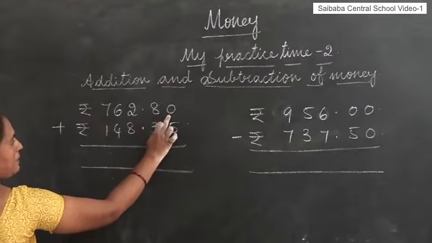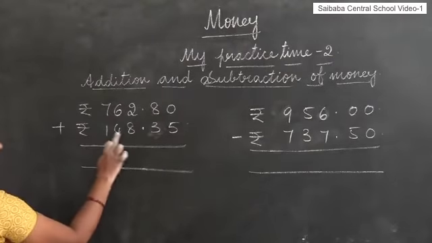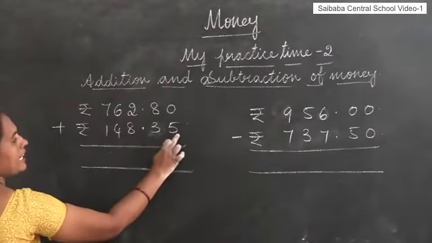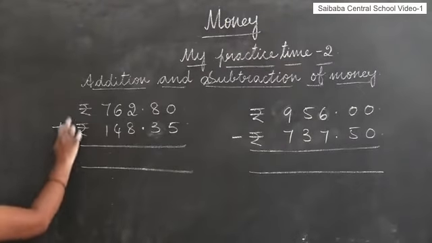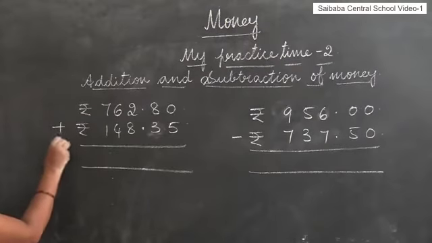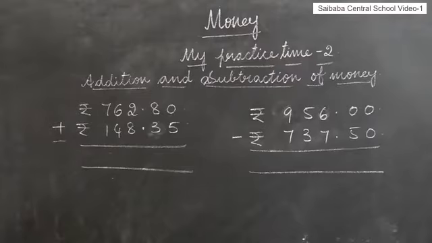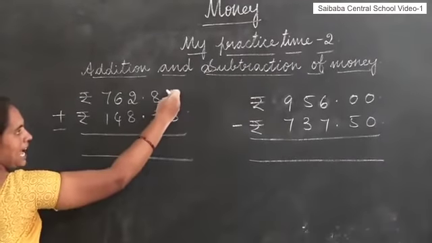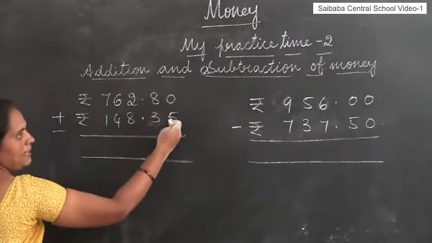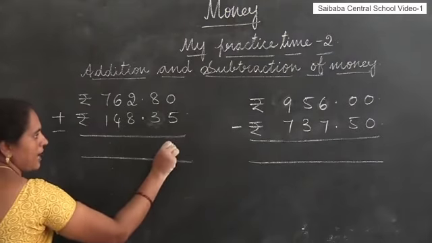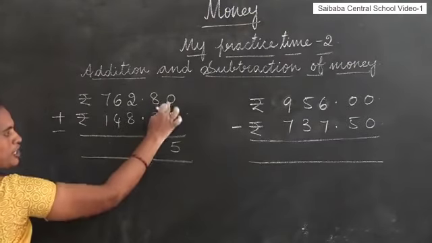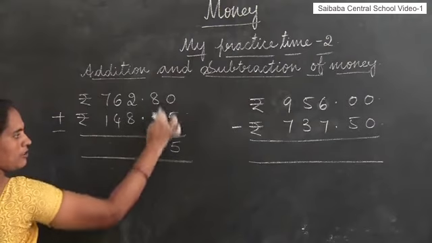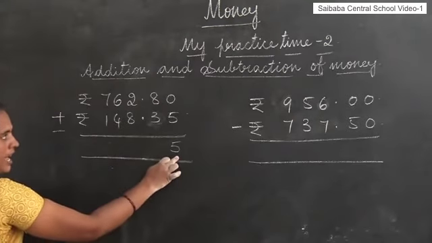Okay. Now, what is this amount? 762 rupees 80 paise. And what is this amount? 148 rupees 35 paise. What operation do we have to do? Here we are seeing a plus symbol, means we have to do addition, like normal additions only. First add ones place. 0 plus 5, how much? 5.